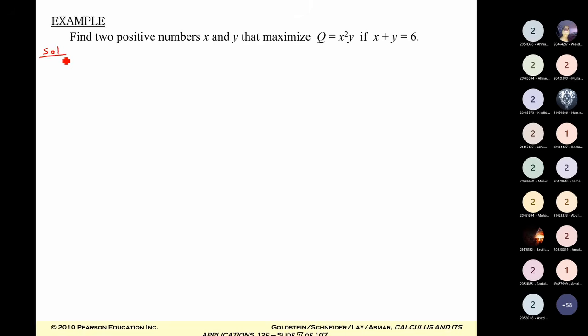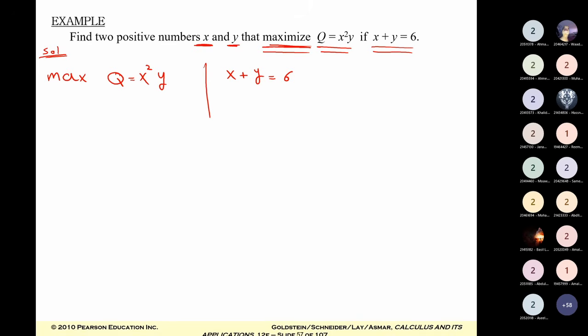Here the solution, we need to find two positive numbers, so we need to find the value of x and y that make q maximum. So we need the maximum for what? For q. What's the value of q? This is x square, equal x square في y. But this is the equation, but we have the relation between x and y, x plus y equals 6. Okay, this is given. هذا معطى بالسؤال، يعني هو معطيني هذه المعطيات.